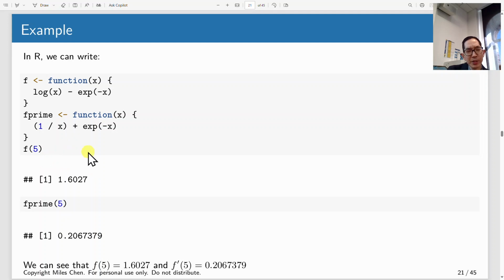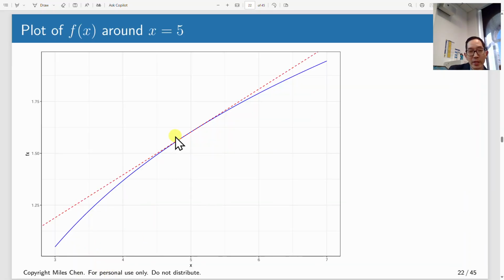And I can evaluate the function at, say, 5. The function at 5 is 1.6027, and then the derivative is going to be 0.2067379. I plug that in, I can get my next iteration, so on and so forth. And so again, the f prime gives us the slope of the tangent line. And so here is just a plot of, if I plug in 5 into my function, it's right here. And then if I draw a tangent line, it looks like this. And that f prime is going to give me the slope of the tangent line right there.